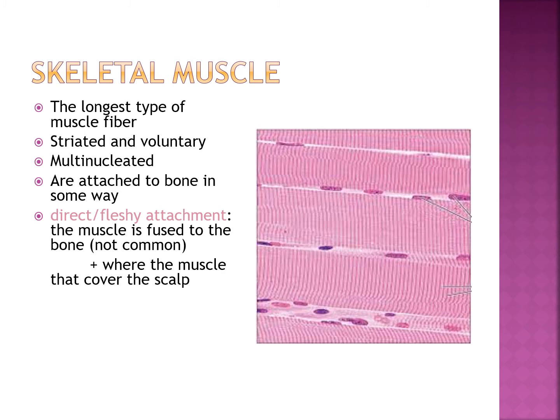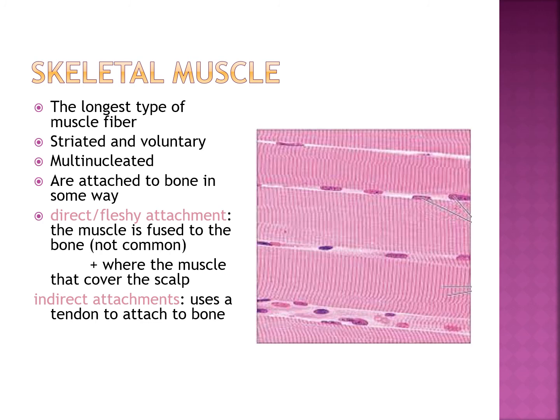And so with direct or fleshy attachments, these are found on muscles that we don't use that often, and they're not at risk of being damaged. Most of your skeletal muscles do what's called an indirect attachment. They use tendons. Remember, we have things called tendons and ligaments. They're both dense, regular connective tissue, with lots of strong collagen fibers in them.